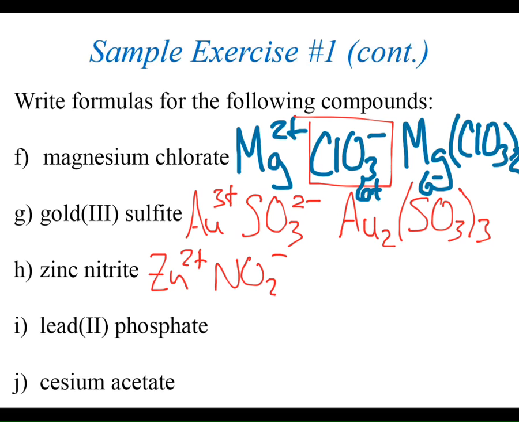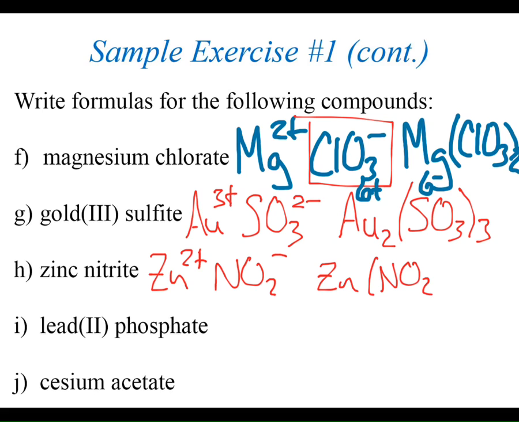Okay, so I got a 2 and I got a 1. Well, 2 and 1 will both go into 2. So, okay, well the zinc's already 2, so I just need 1 zinc. To make the NO2 negative into a 2, I need 2 of them. So how do I write that?